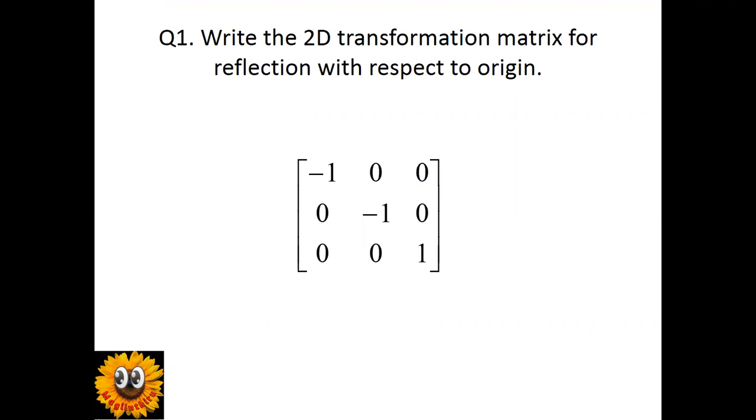The first 2 mark question is: write the 2D transformation matrix for reflection with respect to origin. The answer is given in this slide. If you look, first row first column is -1, second row second column is -1, and the last diagonal element is 1. If you have written this answer, you will be awarded 2 marks.